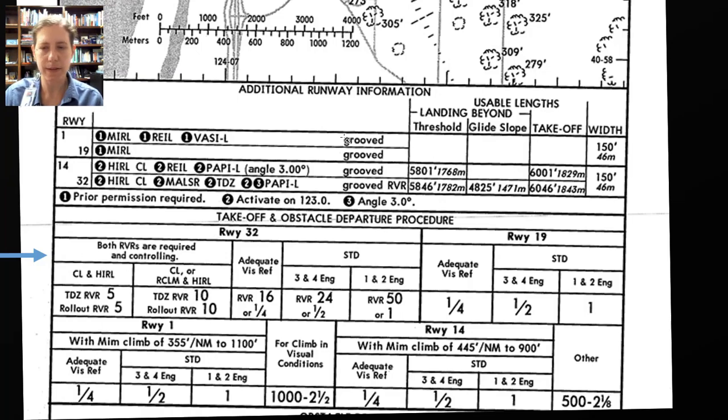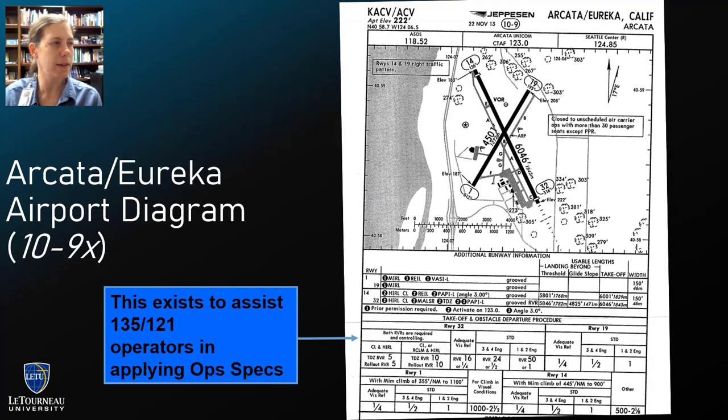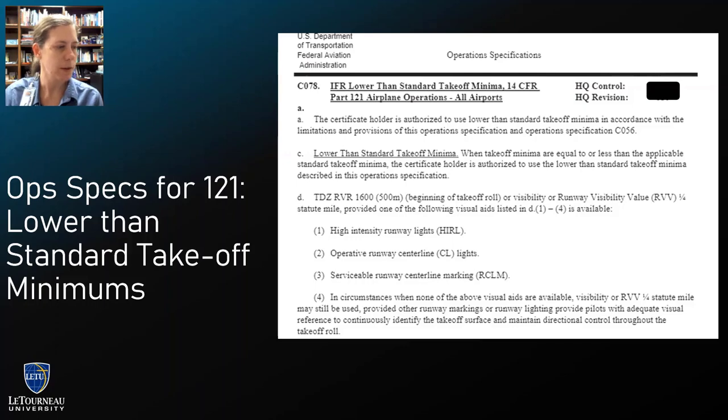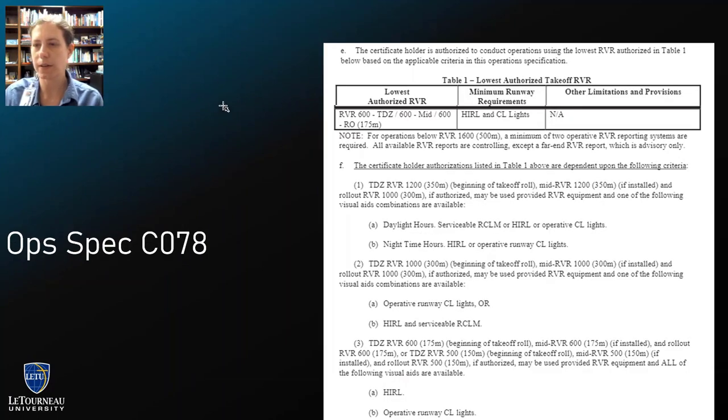We could apply OpSpec C78 and definitely get adequate visual reference, or if things are working, go even lower. Or if everything's working, centerline lights and high-intensity runway lights, in this example, I could go as low as my RVR 600 feet, because of this air carrier having this lowest authorized RVR of 600 feet on their OpSpec C78. Why would that vary? Sometimes it's just due to different training requirements, what the airline has equipment for in their aircraft, and heads-up display or not heads-up display. So it just really varies.